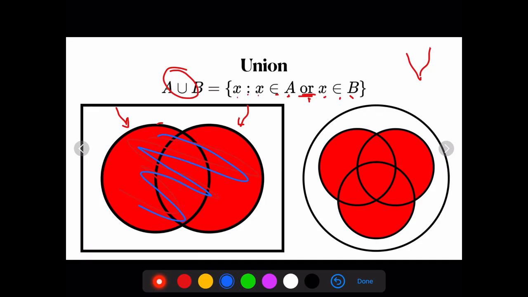If there are three sets, A, B, and C, then it's all of this red stuff in here. Every A union B union C is everything in those three.